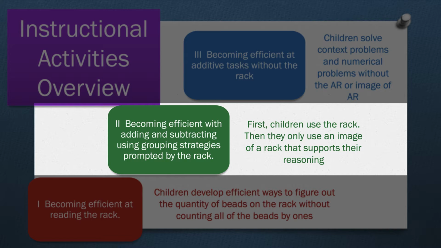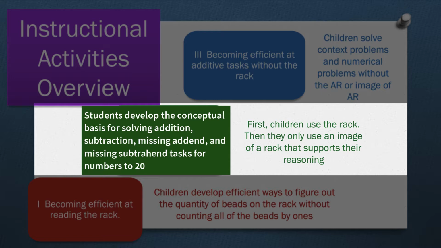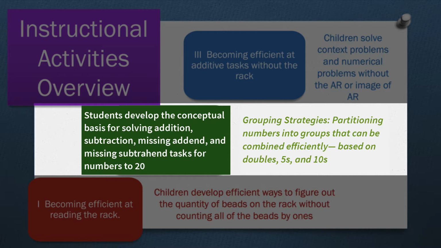The ultimate purpose of this part of the sequence is that students develop the conceptual basis for solving addition and subtraction tasks, including missing addend and missing subtrahend tasks that involve numbers to 20, by using grouping rather than counting strategies. By grouping strategies, we mean ways of reasoning based on partitioning the numbers involved in the task into groups that can be easily combined in efficient ways based on doubles, fives, and tens.